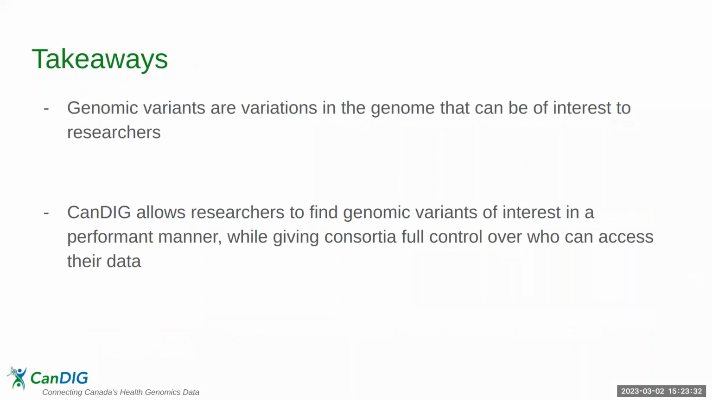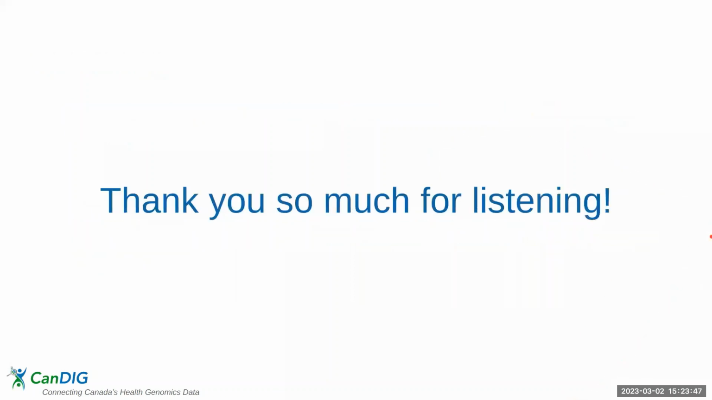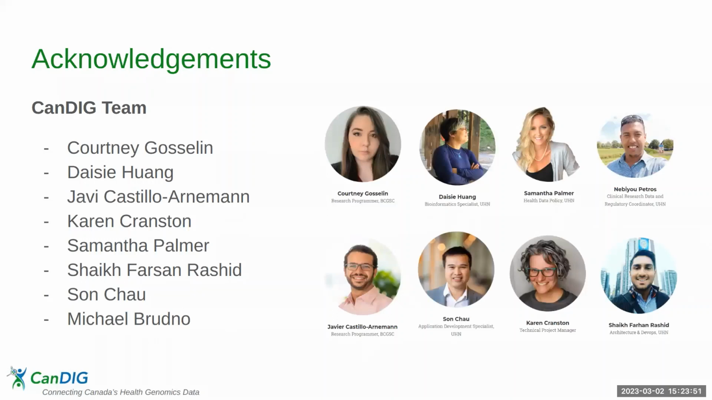The takeaways for this presentation are that genomic variants are variations of the genome that could be of interest, and CanDIG allows researchers to find genomic variants of interest in a performant manner while giving sites full control over the system. Thank you so much for listening. Are there any questions?